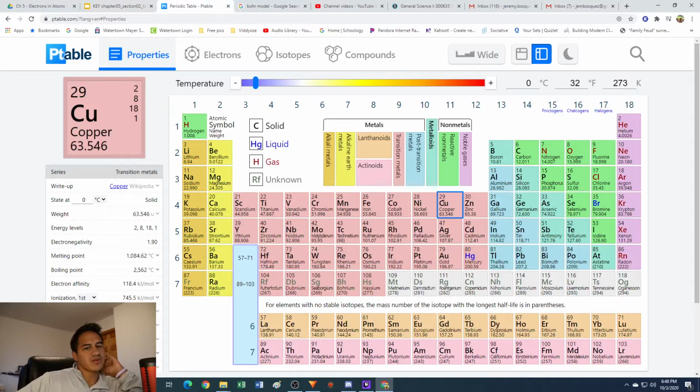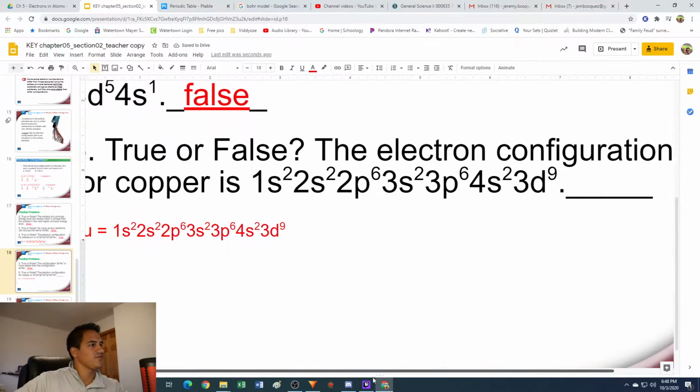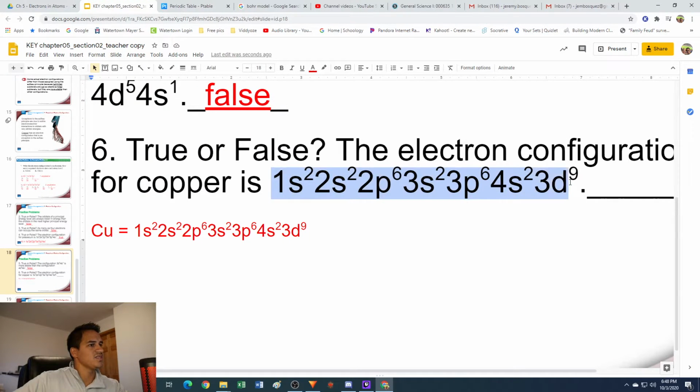Then we hit the D block, and remember the D block, even though it's this row 4, the D block is always one number less than the row number. So it's not 4D, it's 3D. And this is 1, 2, 3, 4, 5, 6, 7, 8, 9. Copper is 9 elements in, so 3D 9, okay? Now this is what we would expect, and that's what is in the problem. It says the electron configuration for copper is this, which is exactly what we just wrote out.